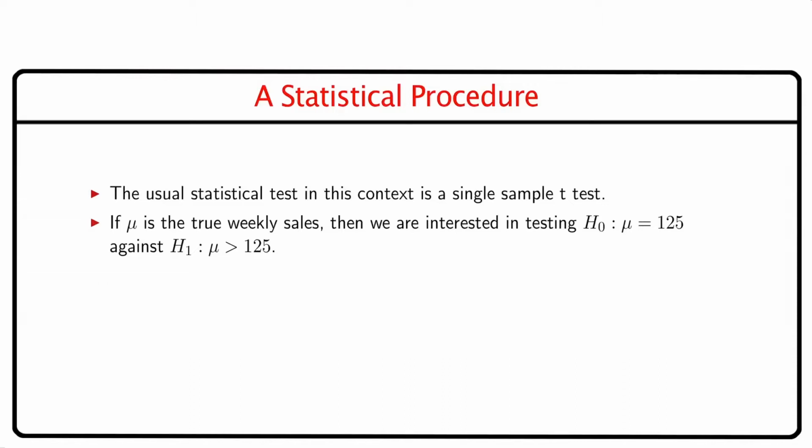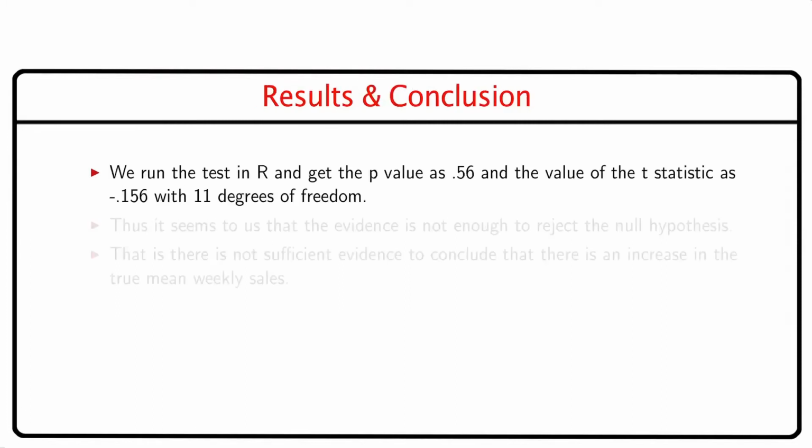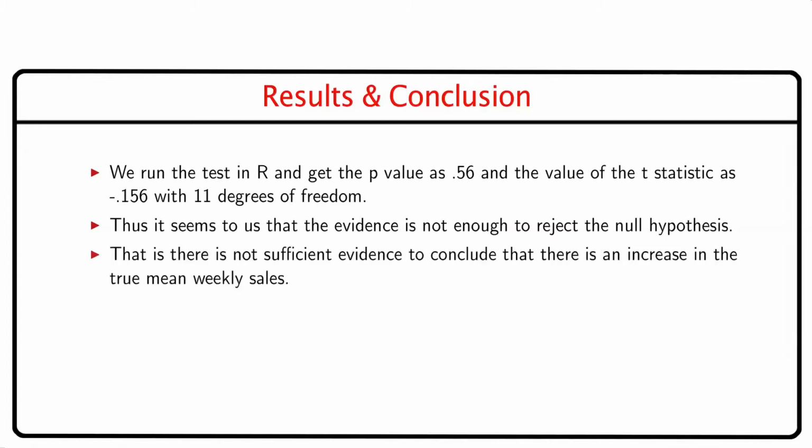So this is a single sample problem, and if we assume normality of the data, then the usual statistical test in this context is a single sample t-test. If we run the R code for the t-test, we get the p-value as 0.56, the value of the t-statistic as minus 0.156, and the corresponding degrees of freedom as 11. So this p-value is quite high and far from the 0.05 or 5% level. So the evidence is not enough to reject the null hypothesis. Therefore, the conclusion in this case is that the evidence is not sufficient to conclude that there is an increase in the true mean weekly sales.